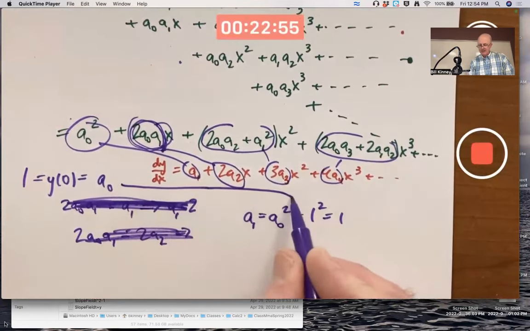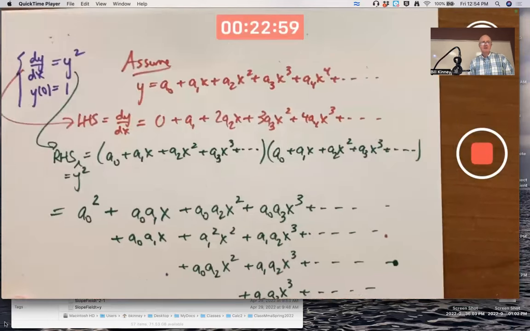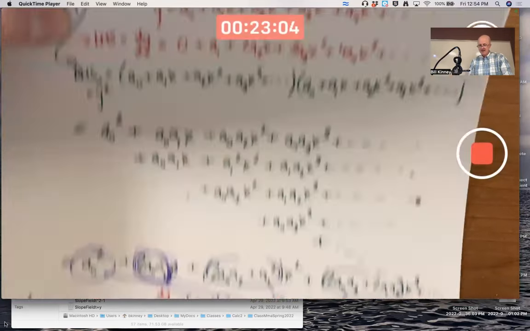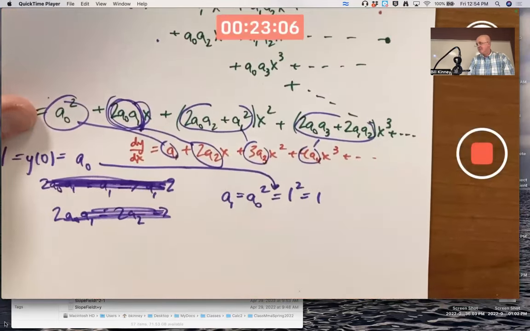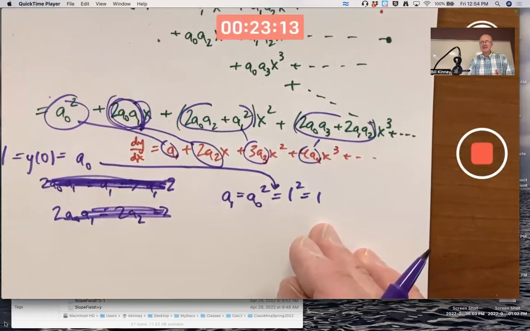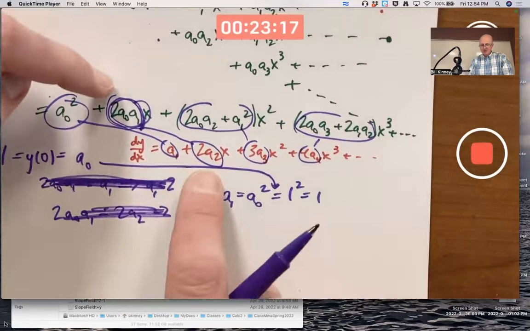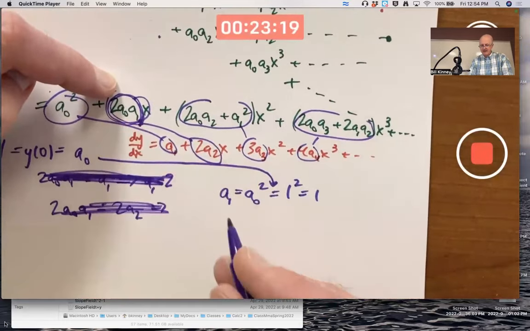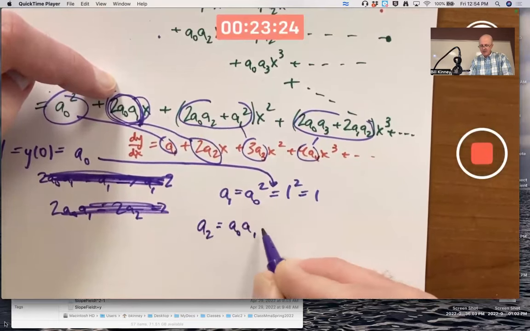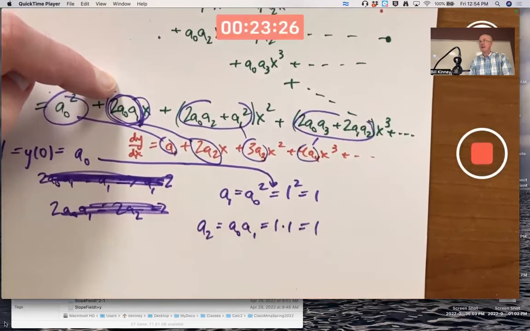Using the fact that a0 is 1. If this were a 3 there, that would imply a0 is 3, and a1 would be 3 squared, 9. So this is only turning out to be equal to a0 because I picked a0 to be 1. The next equation, 2a2 equals 2a0 times a1. In other words, a2 is a0 times a1. Both of those are 1s. In other words, a2 is also 1.